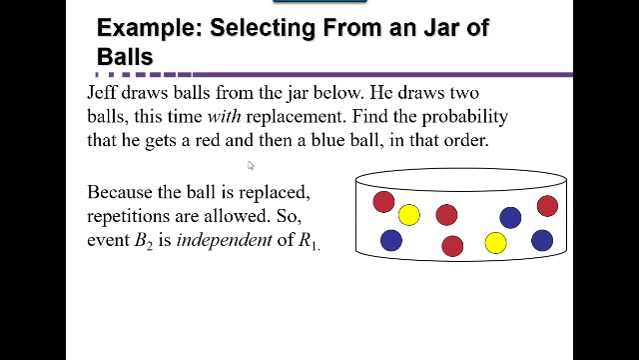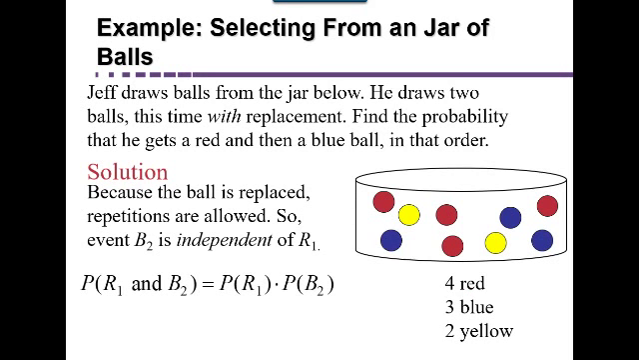So because the ball is replaced, repetitions are allowed. That means event B2, drawing a blue on the second draw, is independent of R1. The probability of one will not affect the other. So whenever you see with replacement, you know these are independent events and you won't have to worry about the probability of one given that the other has occurred. You can just multiply each probability.